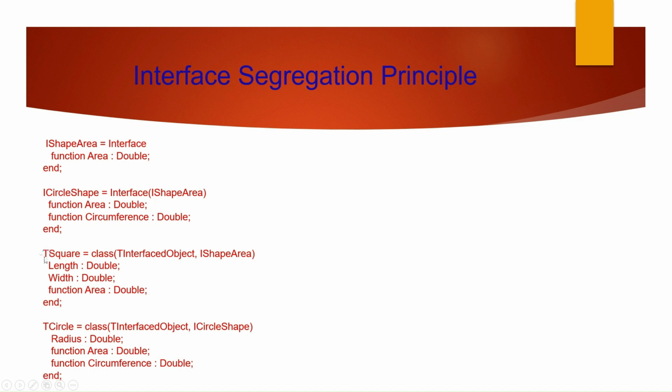I'm not forcing anything on these classes, either TSquare or TCircle, where we need to implement interface methods forcefully. So this is what the segregation principle is. We will see this one in Delphi.